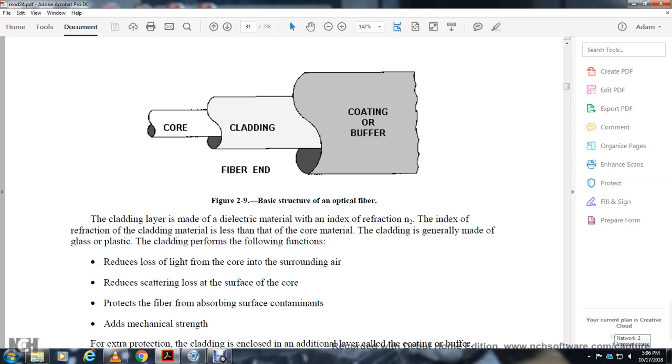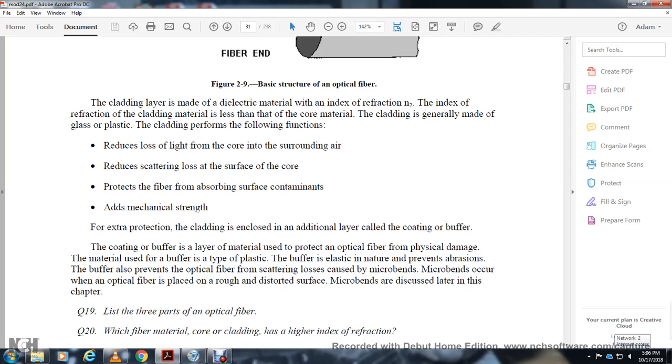The cladding performs several functions. It reduces the loss of light from the core into the surrounding air, reduces scattering loss at the surface of the core, and protects the fiber from absorbing contaminants. It also adds mechanical strength, and for extra protection the cladding is enclosed in an additional layer of cover, the coating.